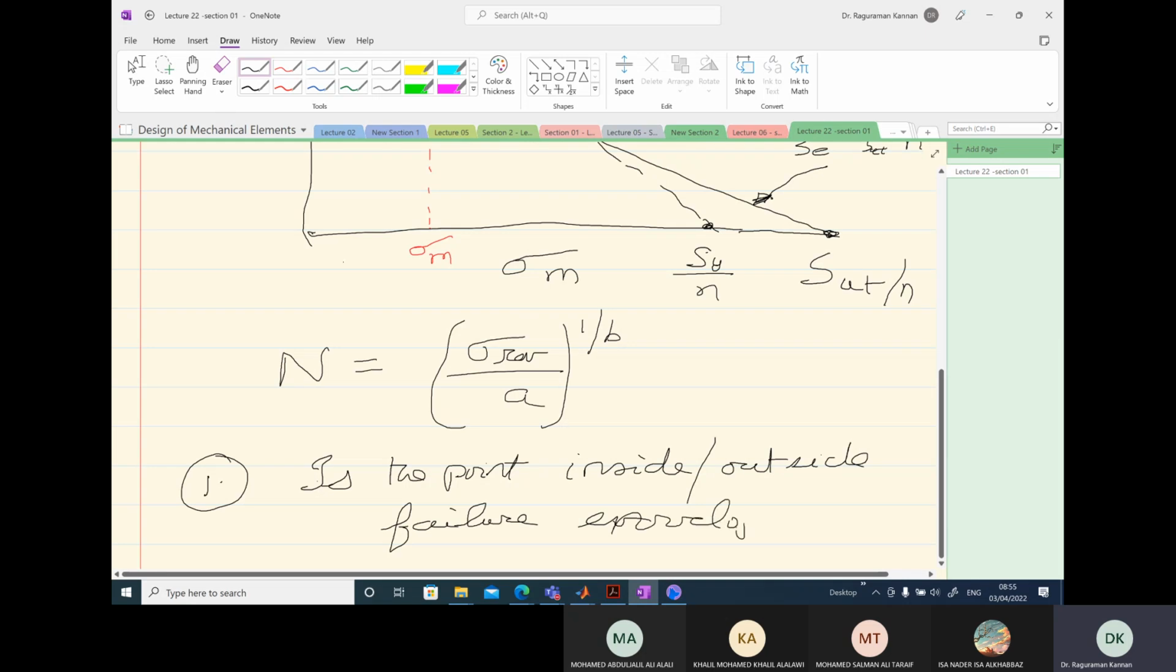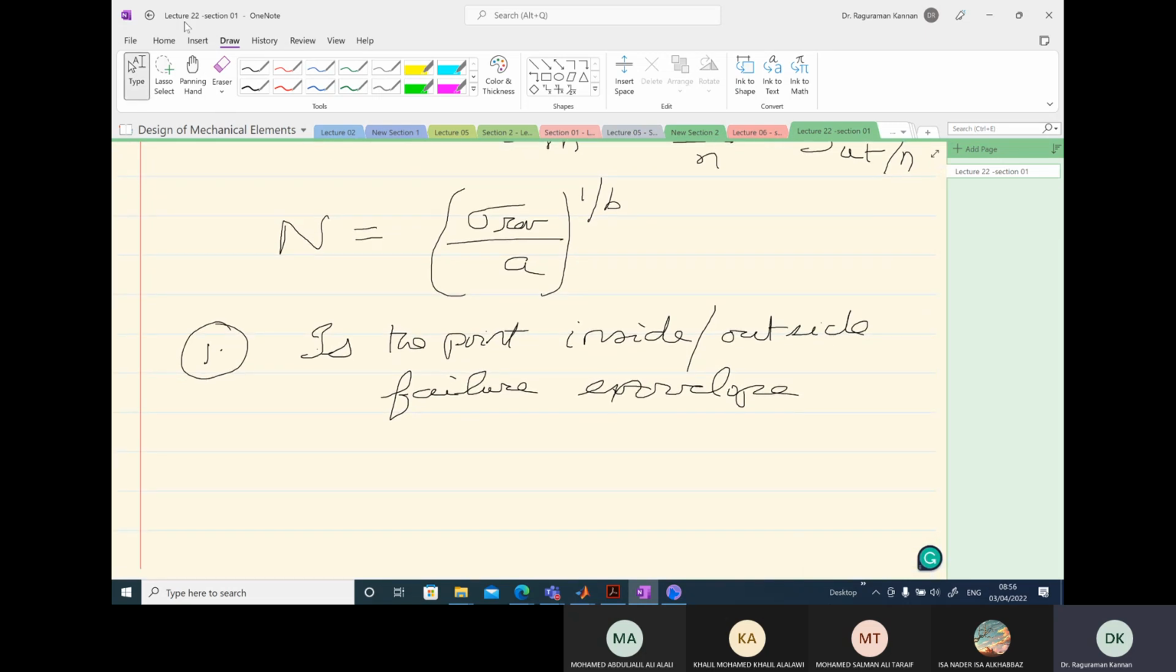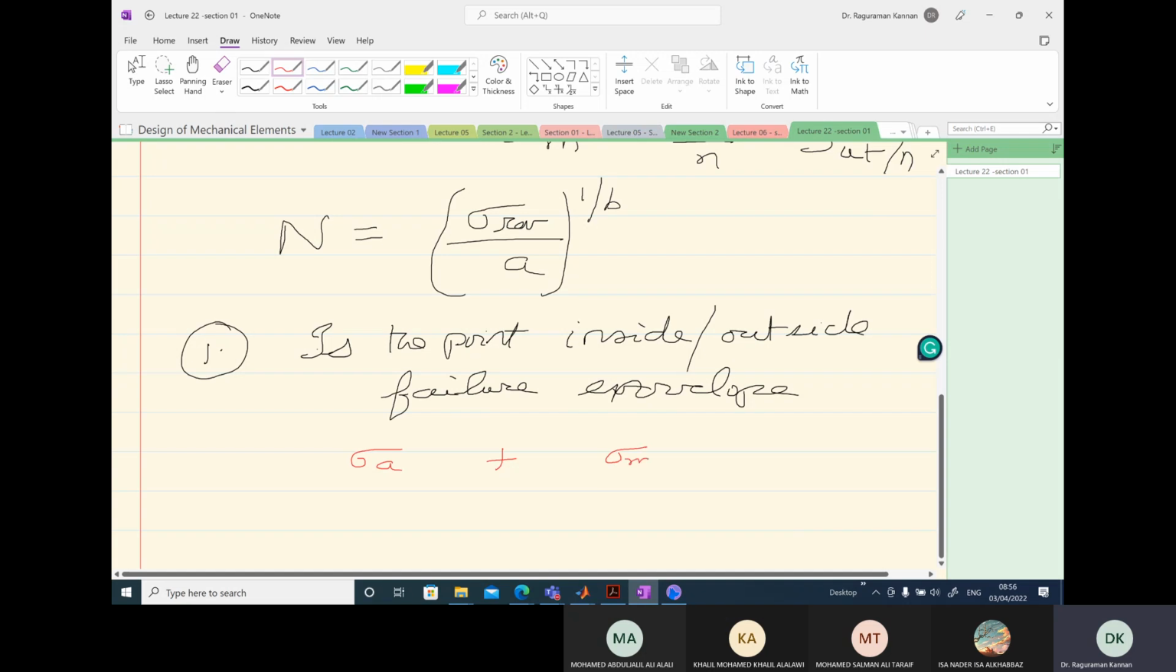Failure envelope. This is luckily very easy to figure out just by finding your factor of safety n. We can figure it out as sigma A over SE, with the sigma m value here. So given any problem, we can estimate SE just like using the procedure before.